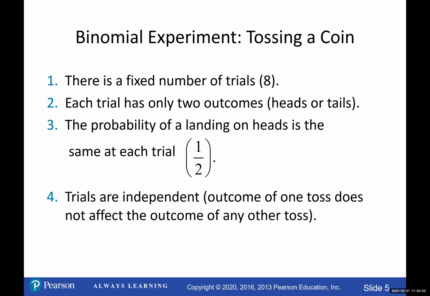Let's think about the 4 things that we are looking for. First, there is a fixed number of trials. Yes, n equals 8. Second, each trial has only 2 outcomes, heads or tails. Third, the probability of landing on heads is the same for each trial. The first trial has probability one half, the second trial also one half, so every trial must have the same probability of 1/2. Number 4, trials are independent: the outcome of one toss does not affect the outcome of any other toss. So these are all satisfied, and that's the reason why we say tossing a coin is a binomial experiment.